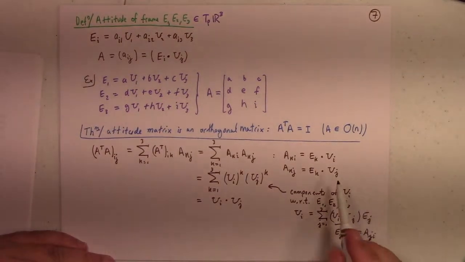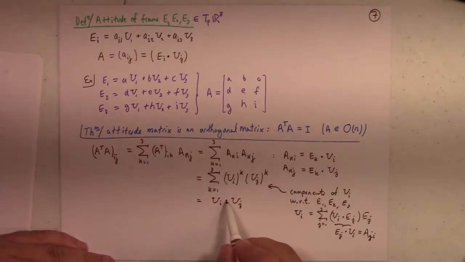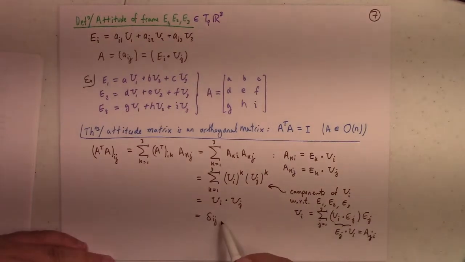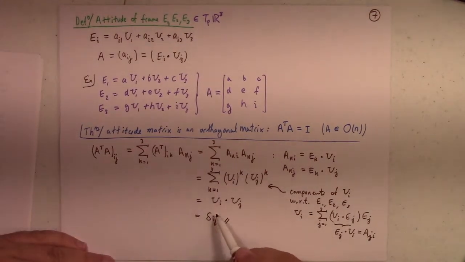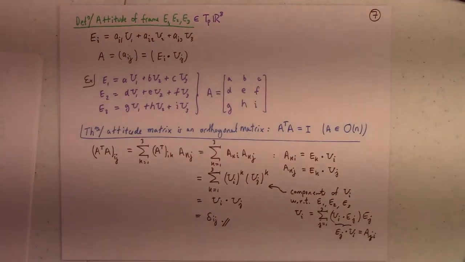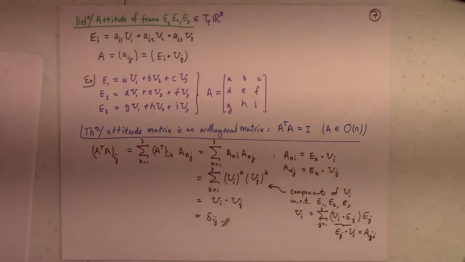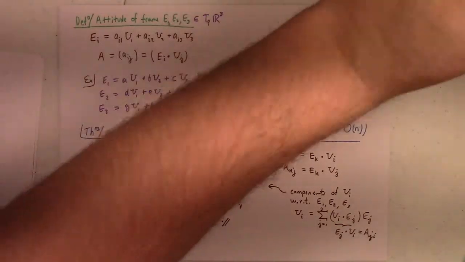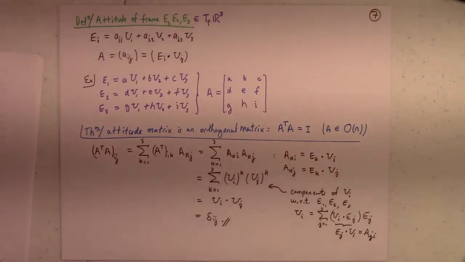Do a little index juggling and you can see what we got here. But of course, we know that that is the Kronecker delta_ij, and thus we've proved the theorem, because that, of course, is the components of the identity matrix. So there you go. There's the proof that the attitude matrix is, in fact, an orthogonal matrix, which will be important to us.